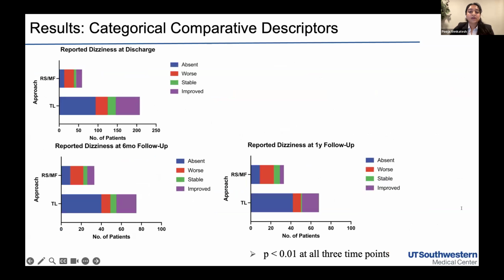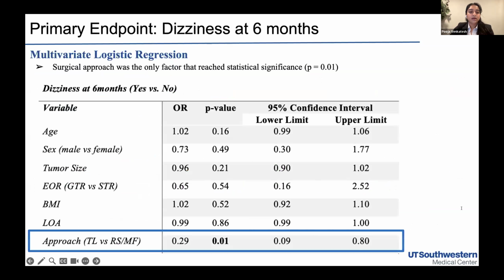For categorical comparative descriptors, this relationship remains significant at discharge, 6 month follow-up, and 1 year follow-up. A multivariate logistic regression model was then built, including all variables thought to contribute to possible dizziness at 6 months, including age, sex, tumor size, etc. And as you can see, our numbers show that surgical approach was the only factor that reached statistical significance here.